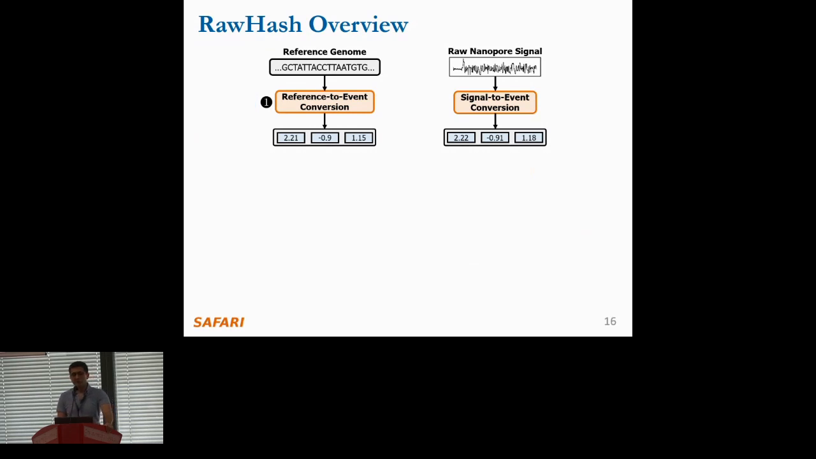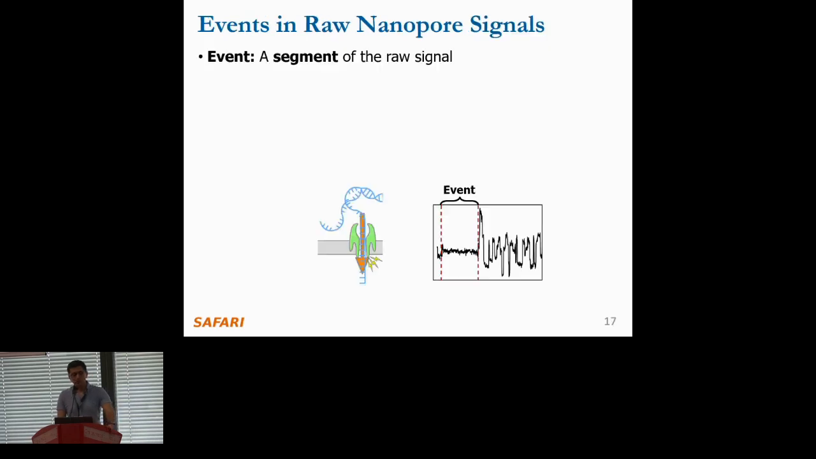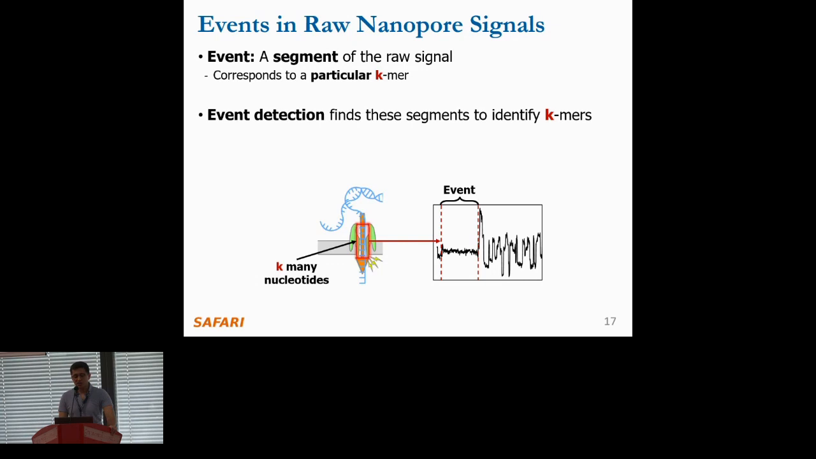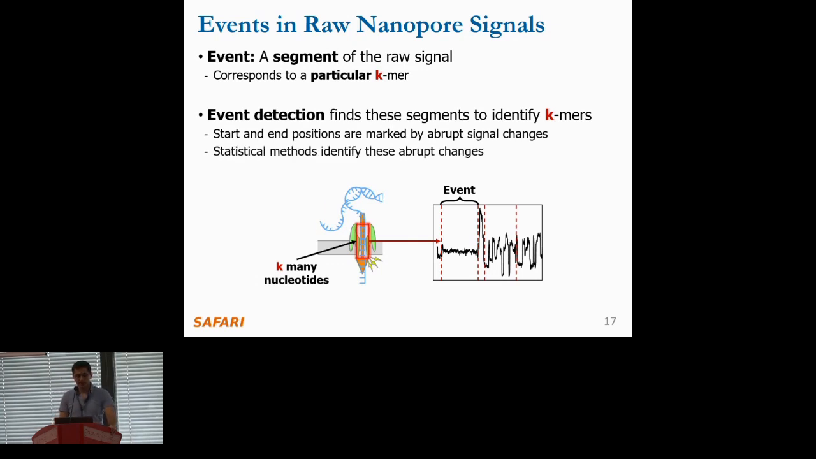Let's go over these steps, starting from the first step that converts the reference genomes and raw signals into events. In nanopore sequencing, an event is a specific segment of the signal that corresponds to a particular k-mer, or sequence of k nucleotides. Event detection is the process of identifying these segments that are generated when sequencing a particular k-mer. The start and end positions are usually marked by abrupt changes in the signal, and statistical methods are typically used to identify these abrupt changes. An event value is the average of all signals within the same event.